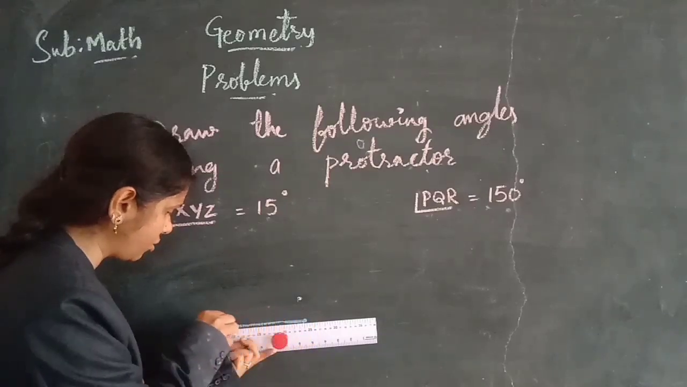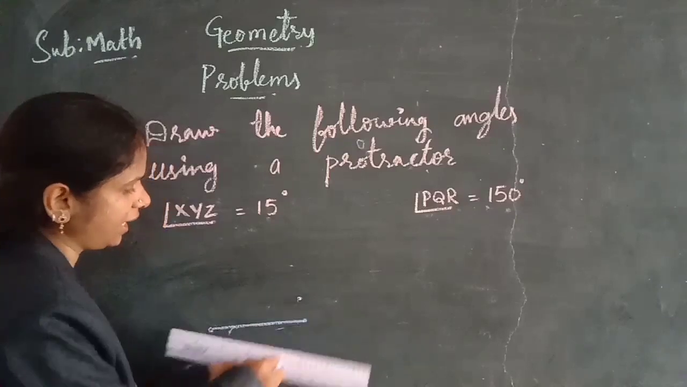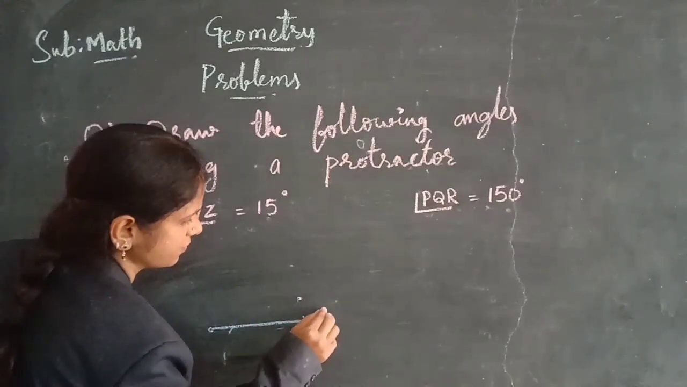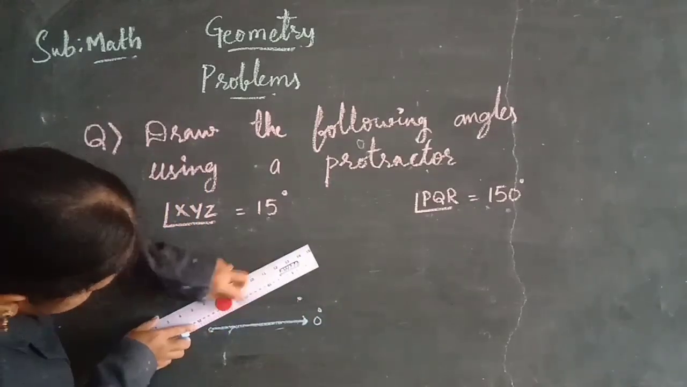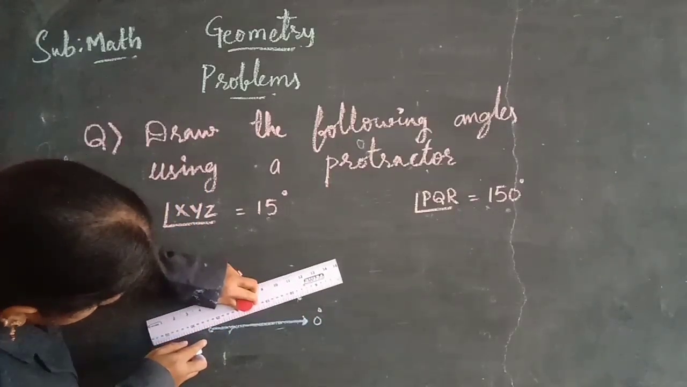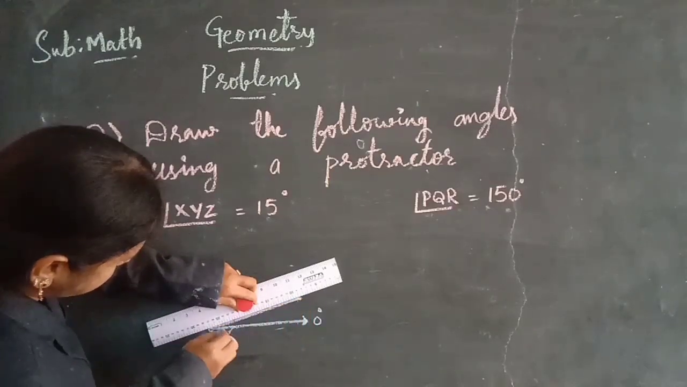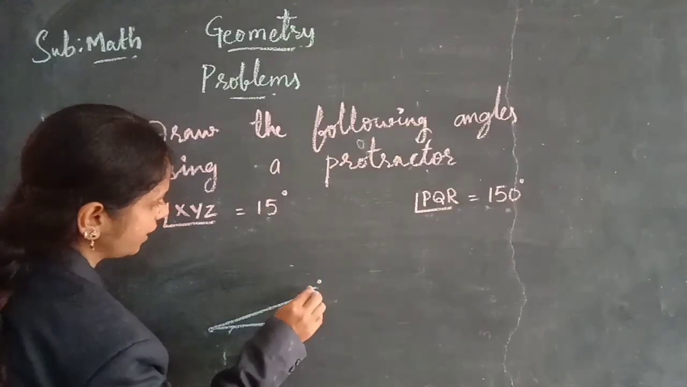Be careful, children, while you are drawing. This is the initial ray, which is at 0 degrees, and here this point is there, no? This point to this point we need to join, which is at 15 degrees. This is at 15 degrees.